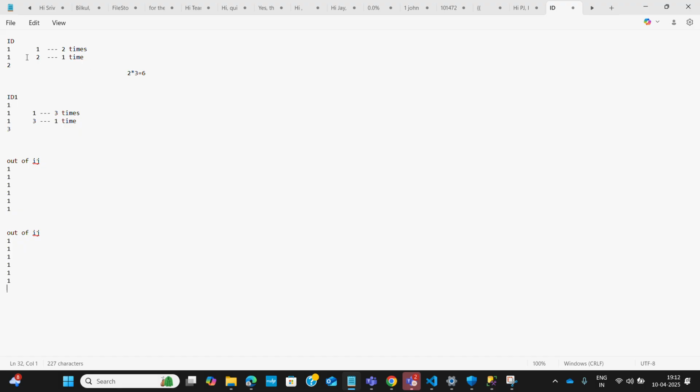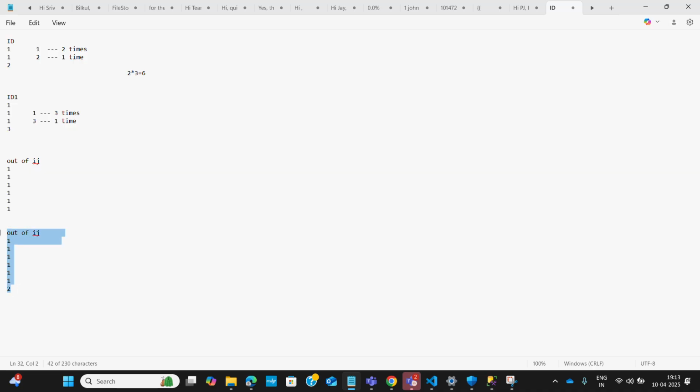Now what is the number which is present in the left table but is not in the right table? That is 2. So 2 will also come into the output. But how many times? One time only, since it is present only one time here. So in the output of left join, one extra row will come.